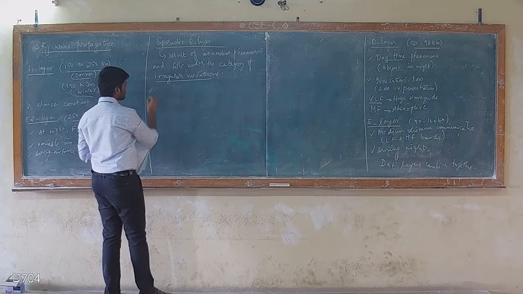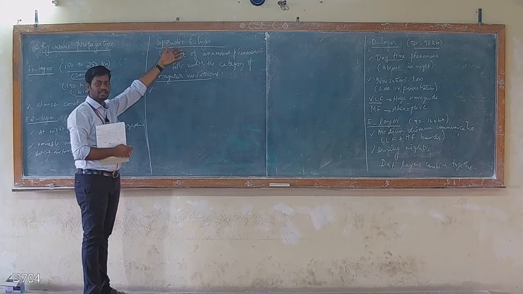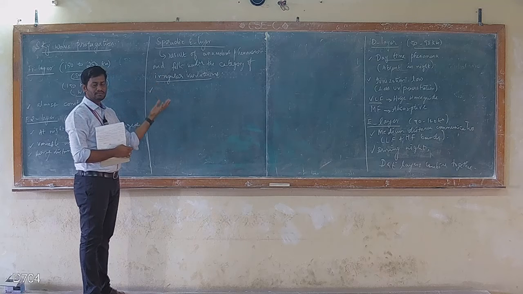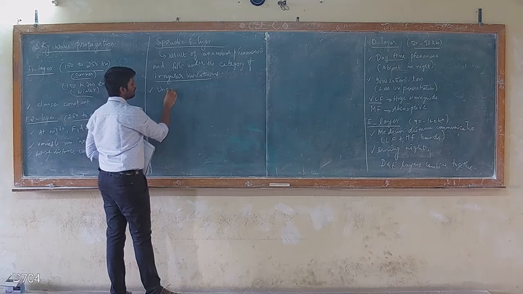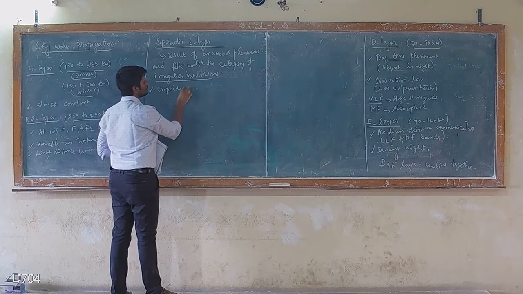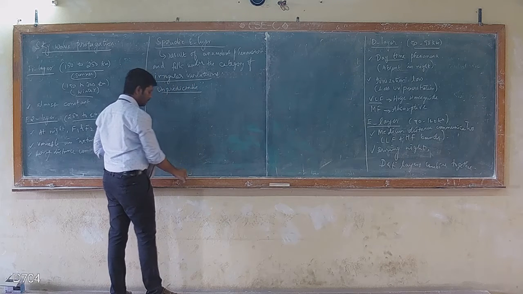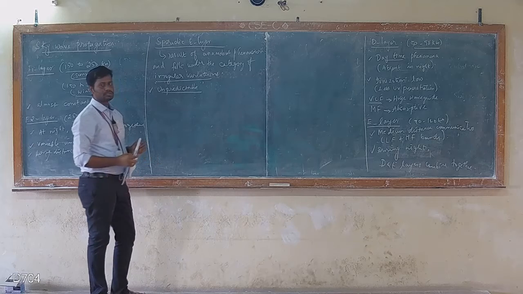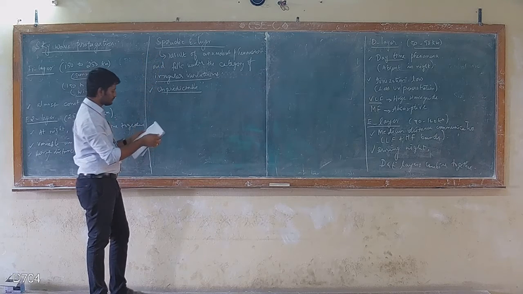So as the name and the generation of this particular layer indicate, it is of random nature. So it is unpredictable because we cannot say when it is going to occur. That's why this sporadic E layer is the unpredictable one. We are not able to say when this particular layer is going to be generated.